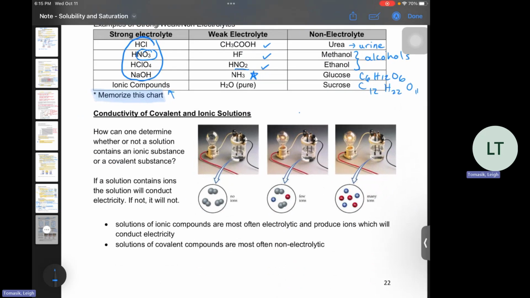And all of these have some sort of C something, H something, O something pattern. So you don't need to know the exact formula, although you should know the formulas for these last two. Anything that has a CHO pattern as part of its chemical formula is going to be something that's not going to turn into an electrolyte. The ones that turn into electrolytes start with H or a metal.